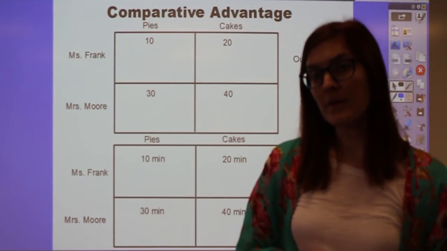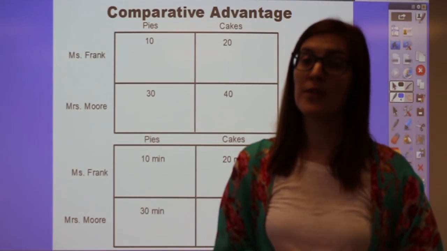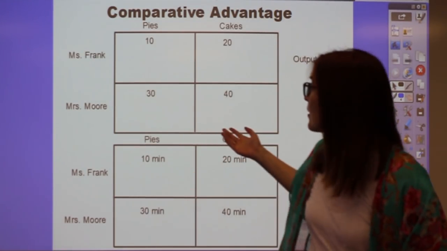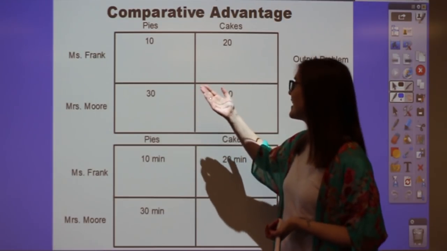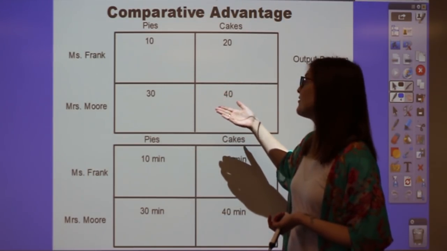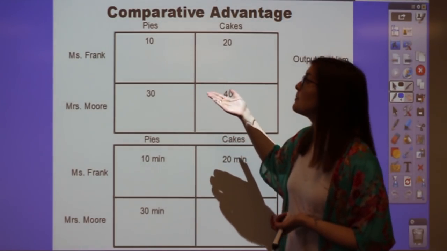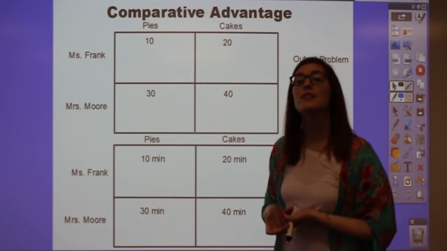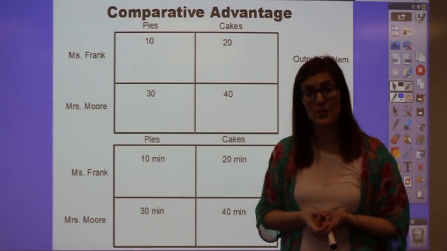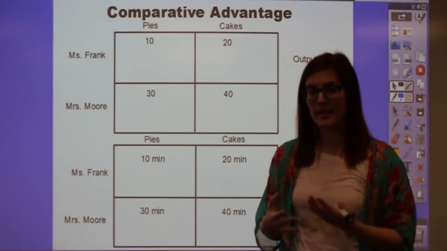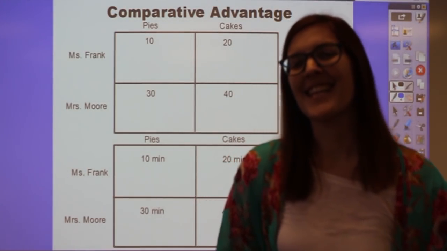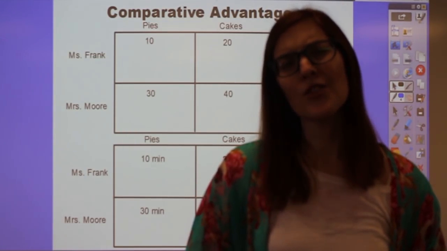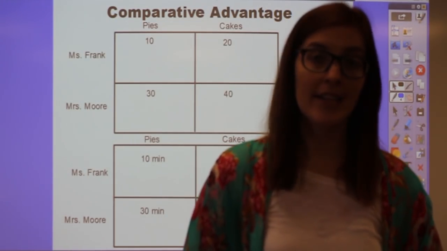An output problem is when it's changing quantity with a fixed resource. So on the top problem, this is the number of pies and cakes that we could make given in an hour. So because of that, it's changing quantity, the number we can make, and what is fixed is the time, the resource. So now that you know that, the first thing we're going to look at is absolute advantage, which really is just who's better at making pies and cakes.